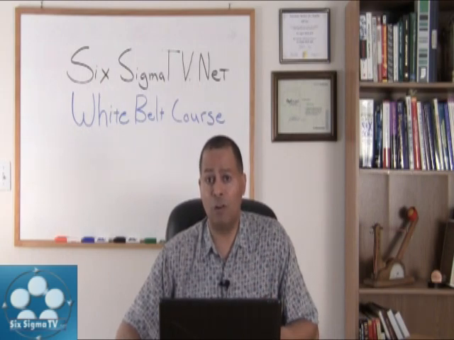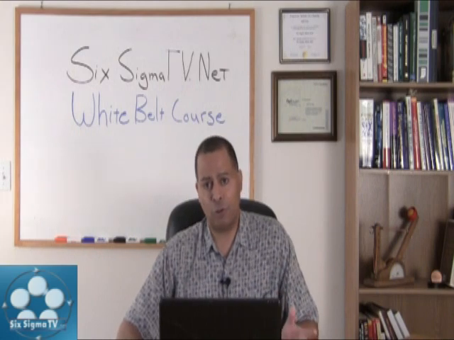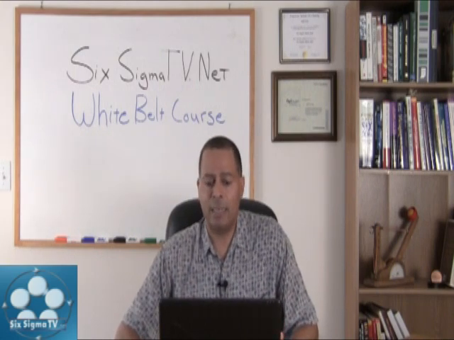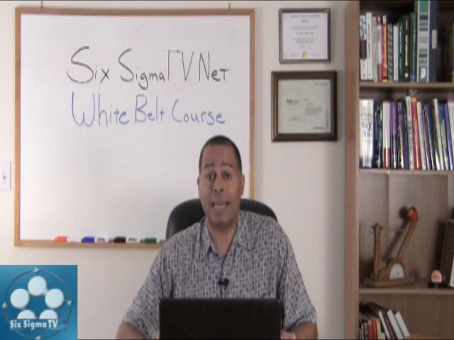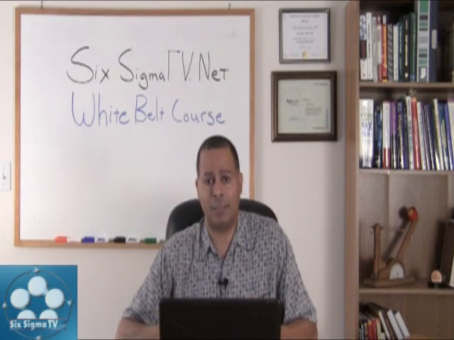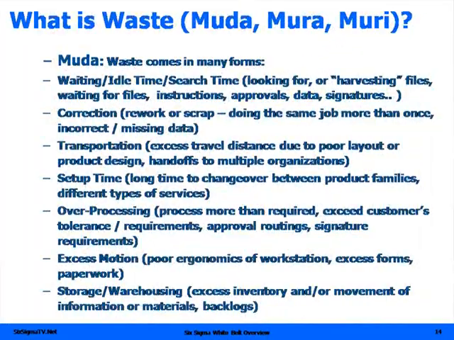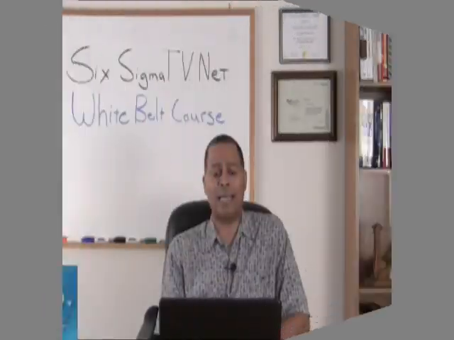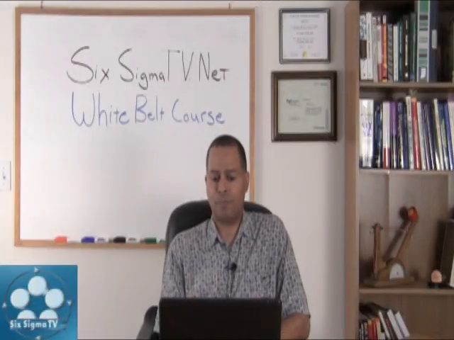These are the things you want to look for in your process when you're mapping out your process, when you're gathering your data. These are the kind of things you want to categorize and take data on so you understand how it's impacting your process and how much waste you really have in that system. So the first one here, Muda, there's 7 things you want to look at. The first one is waiting or idle time in your process. Are you searching for things? Are you harvesting files? Are you waiting for files, waiting for signatures? All of those kinds of things fall under the waiting or idle time in your process.